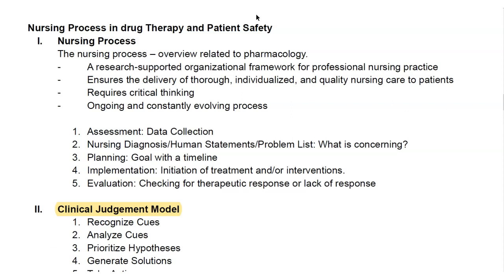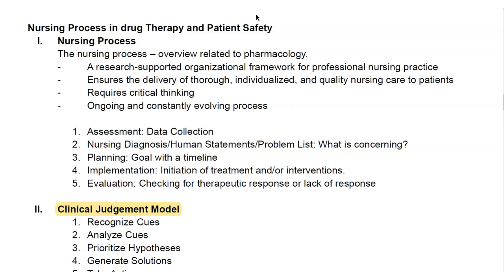Now, this requires critical thinking, and this is ongoing and constantly evolving. And it doesn't mean that once you're at step number 5, you don't start all over again. So it evolves, it's ongoing, it doesn't just end after you evaluate. Sometimes you may need to start all over again depending on what's going on with your patient. Anyhow, step 1 is assessment. This is the part where nurses are collecting data. So this is when you're asking for their name, you're assessing, and so on.